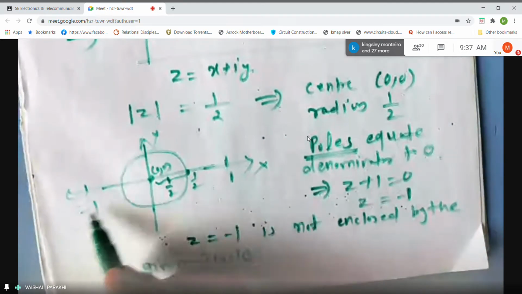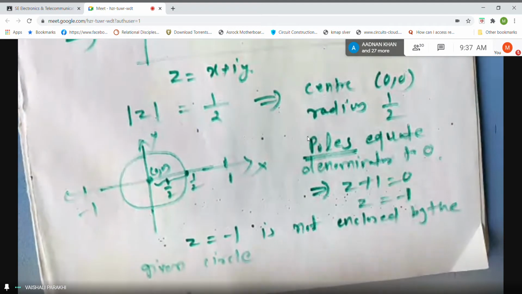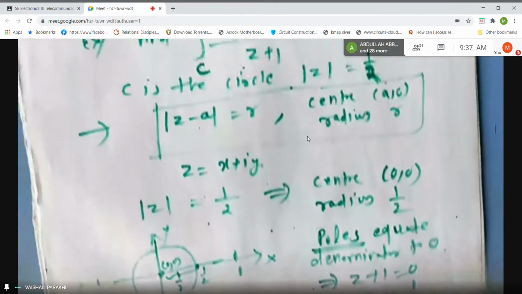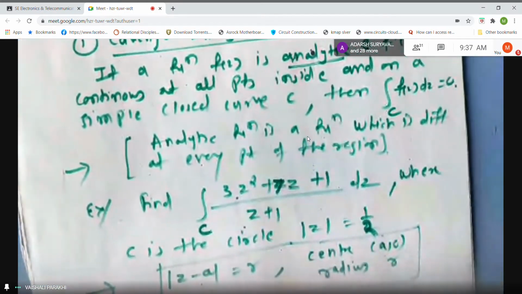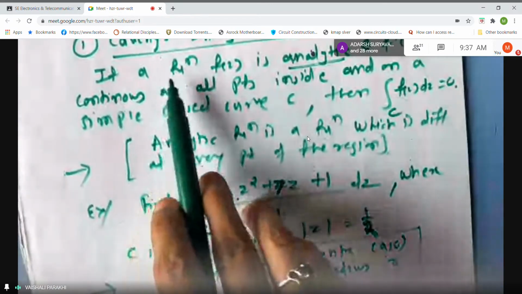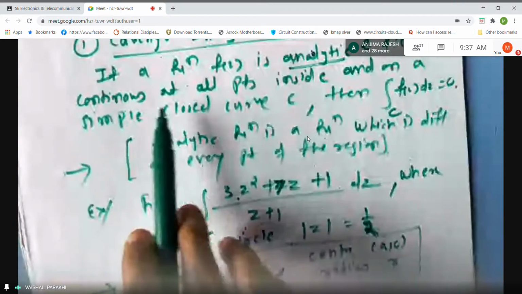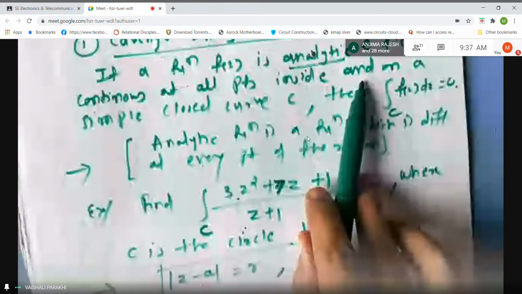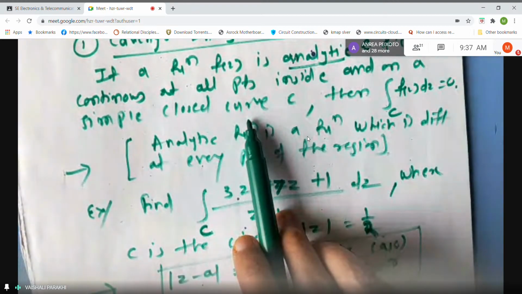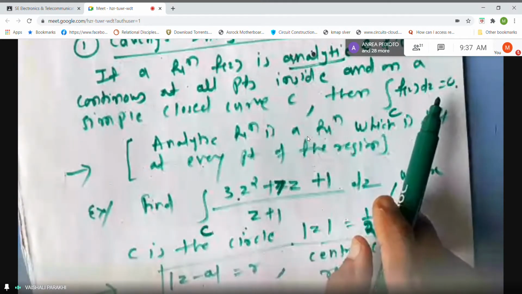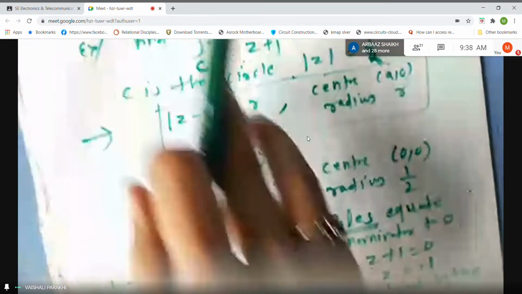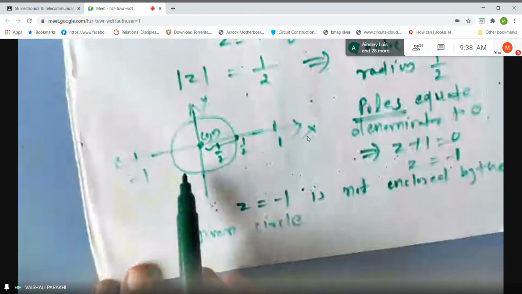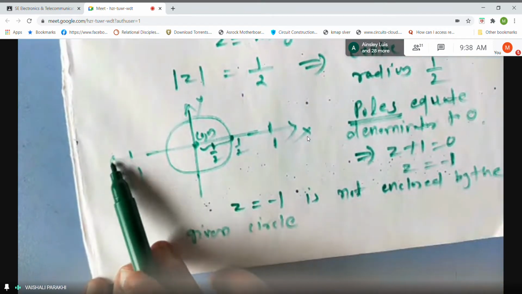So it is outside, correct? When the pole is outside, the singularity is outside, go to the equation, that is our Cauchy's integral theorem. If the function f of z is analytic and f dash of z is continuous at all points inside and on the simple closed curve C, then the integral of f of z is equal to 0. Means what? Whatever is the pole, it is outside the curve, students. Try to understand this point. Whatever is the pole, it is outside.